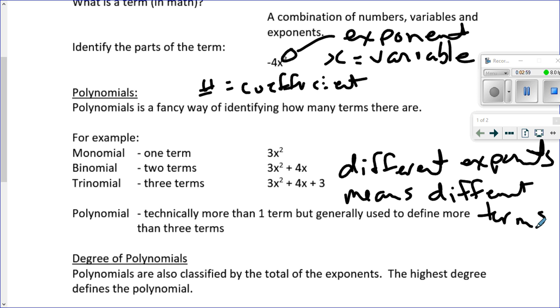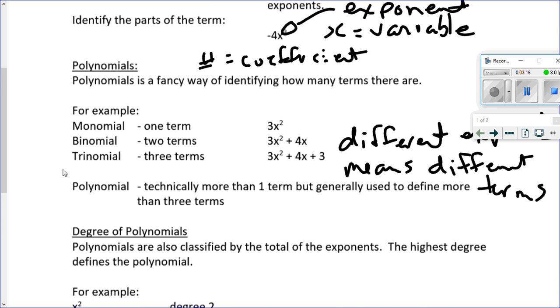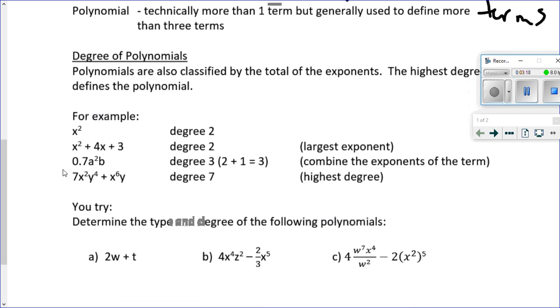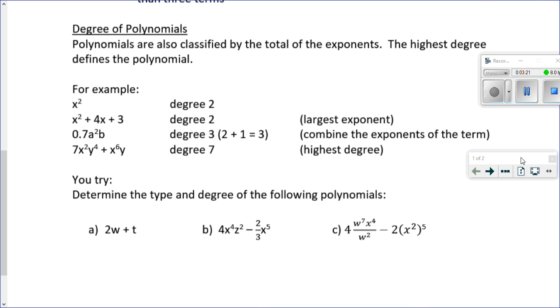Now, a polynomial technically is anything that has more than one term because poly means more than one. But usually when we name a monomial, we name a binomial, we name a trinomial, and then anything bigger than that is a polynomial. Now, there's something called degrees of a polynomial. Polynomials get classified by the total number of exponents. And that's not really the total exponents that are in a polynomial. It's the biggest degree of all the terms.